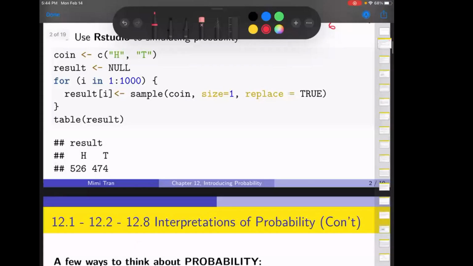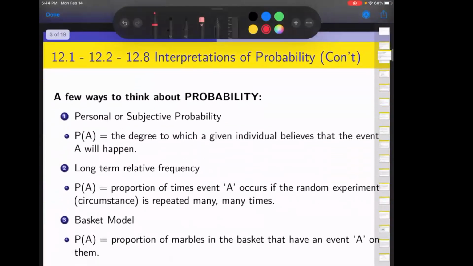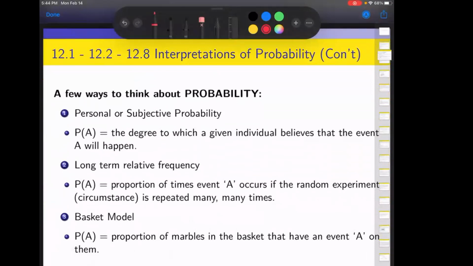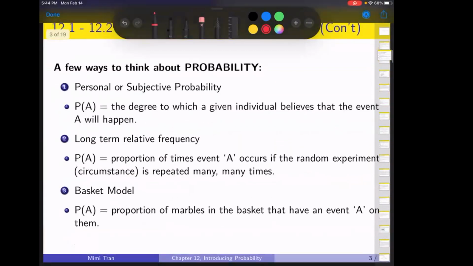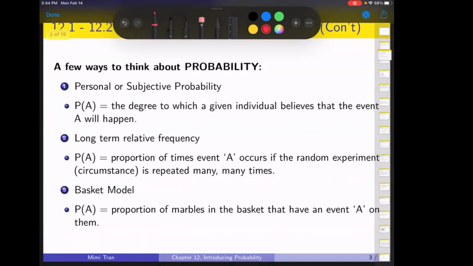Okay. All right, so let me write some stuff here. Now there are three ways to think about probabilities. First is called personal or subjective probability. P of A is the probability that A is going to happen. Personal probability is the degree to which a given individual believes that event A will happen.